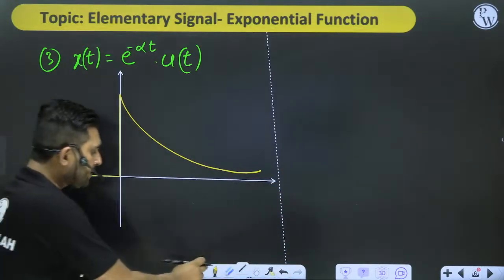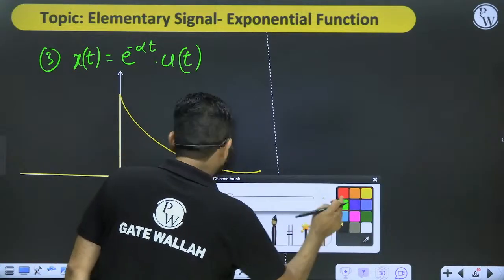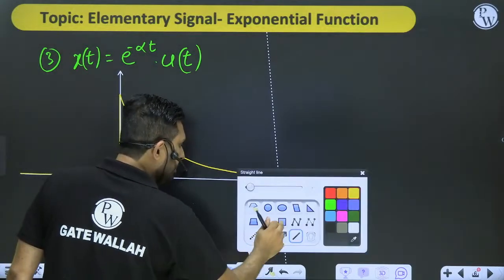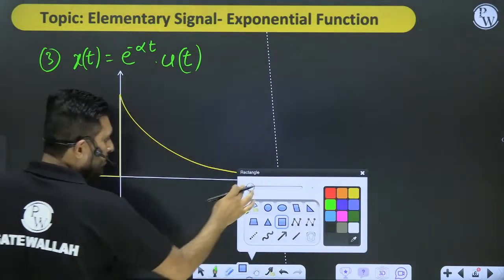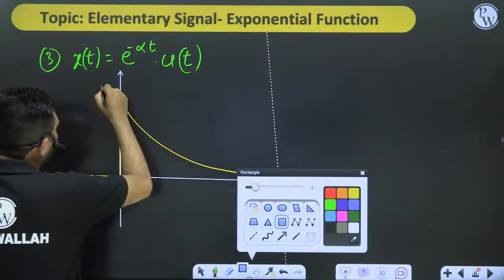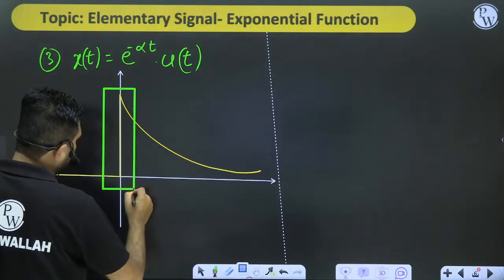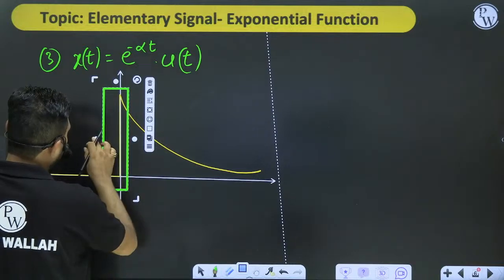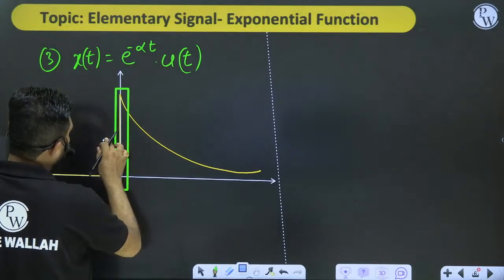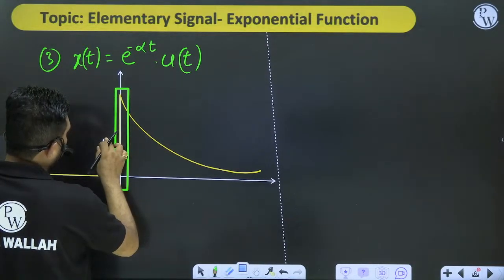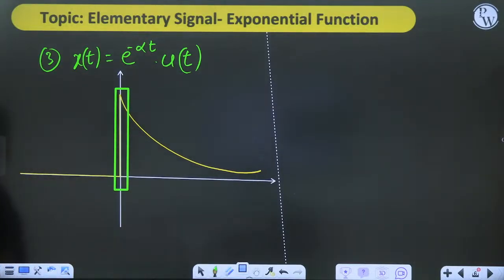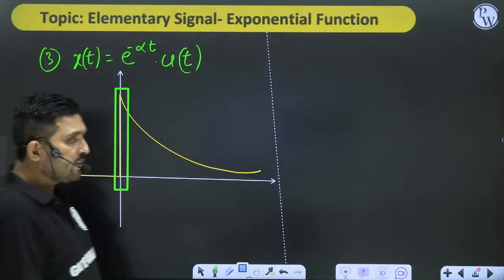But what is interesting is that, see here, look at the point of discontinuity present at this point. I have a point of discontinuity present at this point, 0. Okay, so I have a point of discontinuity at 0. You have to take care of this. This is what the important point is.